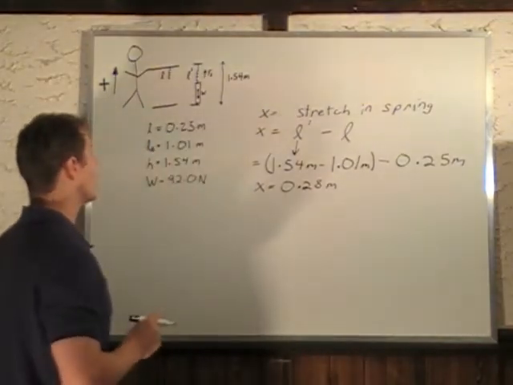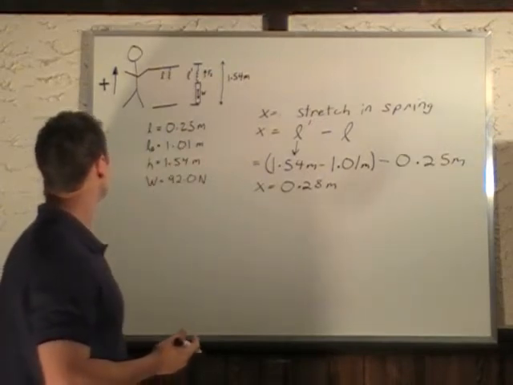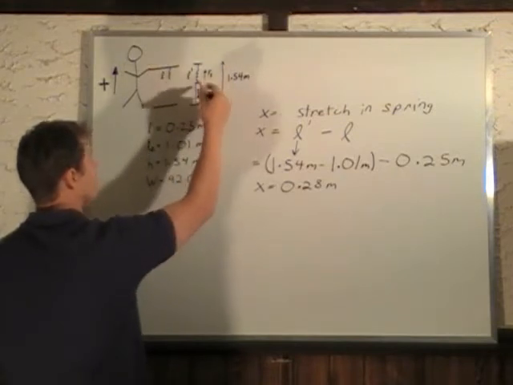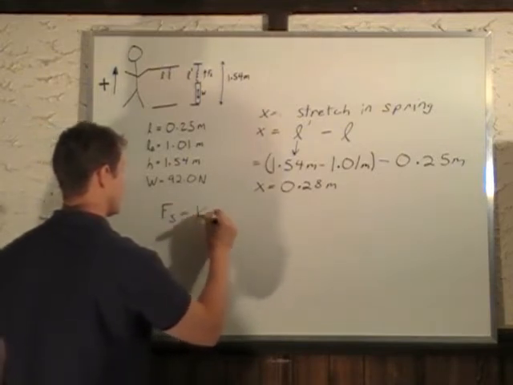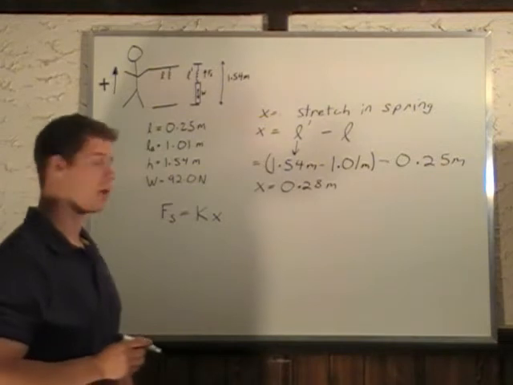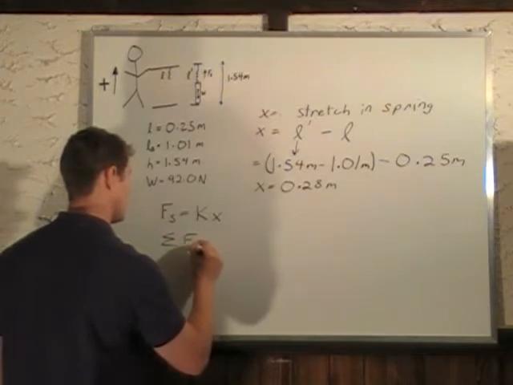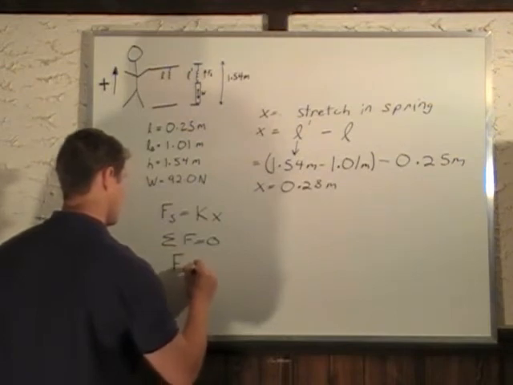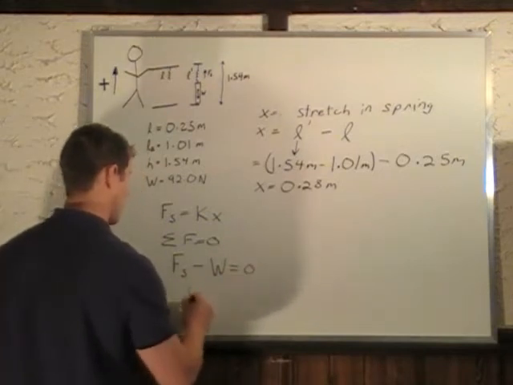Okay, now we just have to look at the forces in order to determine what the spring constant is. So we can say we have a force down, weight here, and a force up, this is the spring force. We know that the spring force is equal to K times X, K being our spring constant, X being our stretch in the spring. And if we say the sum of the forces is equal to 0, so we add up all our forces, we have Fs positive minus W, the negative weight, equals 0. So we can say Fs equals W, the weight.